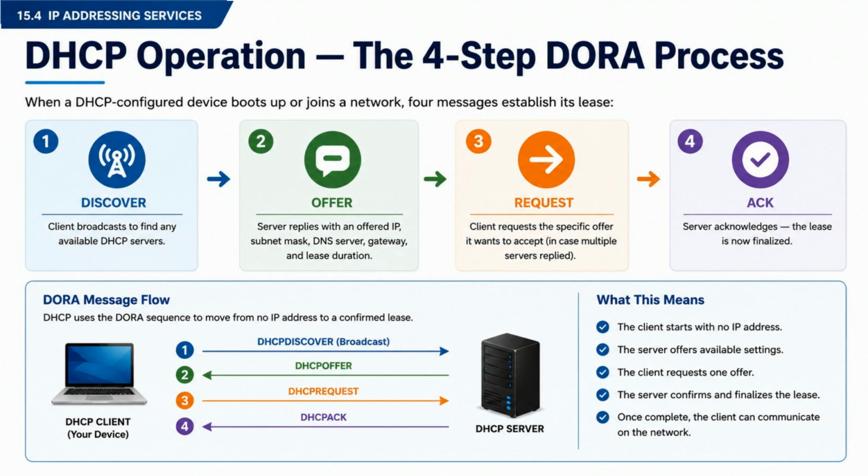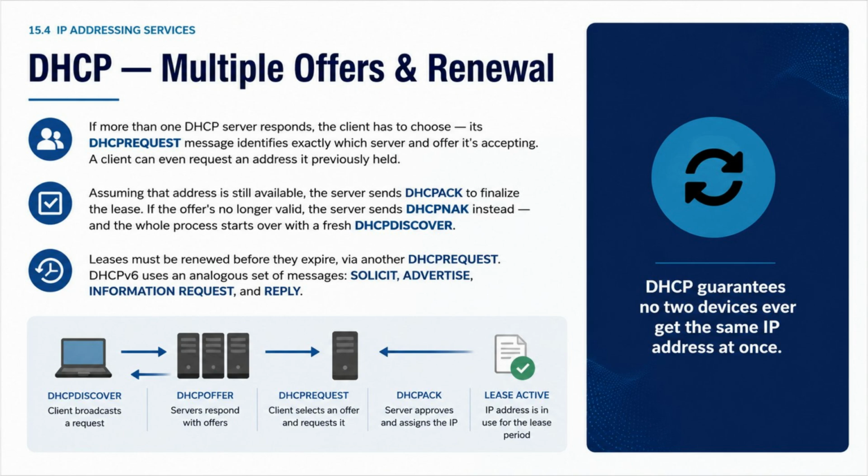The DORA process: 4 messages establish a lease, shown on screen. Discover: client broadcasts looking for any DHCP server. Offer: server replies with an offered IP, mask, DNS, gateway, and lease duration. Request: client requests the specific offer it wants in case multiple servers replied. ACK: server acknowledges, finalizing the lease. This sequence is worth having students memorize by name, DORA. If multiple DHCP servers respond, the client's request message specifies exactly which offer it's accepting.